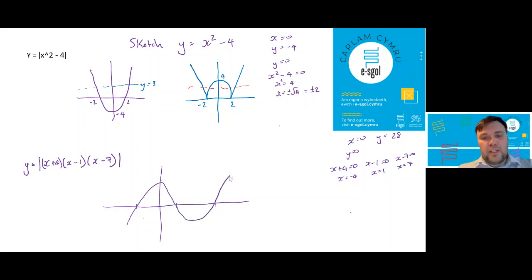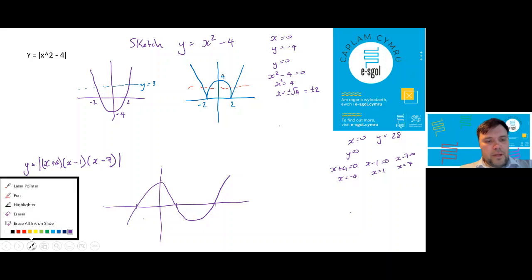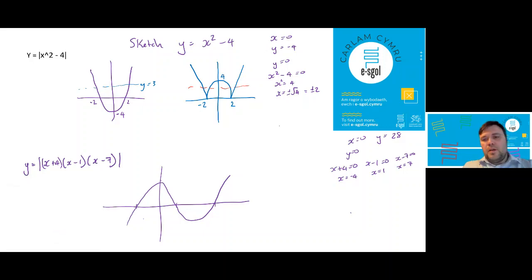So the modulus of it would look like, if I choose another color, blue. So the graph of the modulus of all that would be that it wouldn't go below the axis. So it'd come from here. I should have put in the numbers as well. So that's minus 4, 1, and 7, and that's 28. So it's going to hit there.